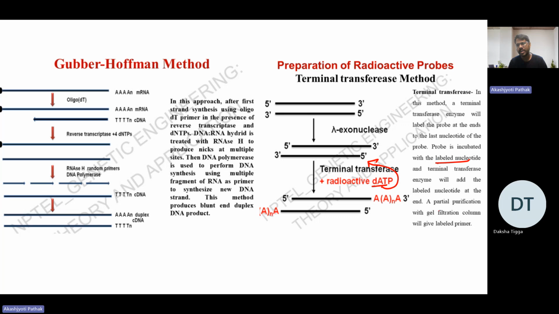A partial purification with a gel filtration column will give labeled primer. These labeled primers are commonly available and they are utilized for different purposes. And this is the way by which radio labeled probes are synthesized.